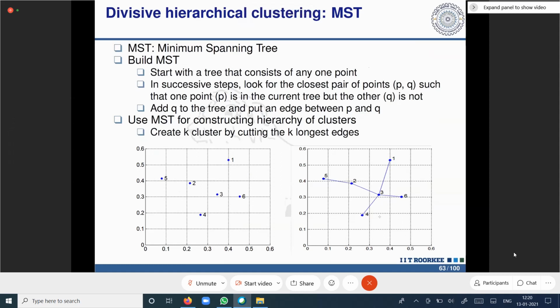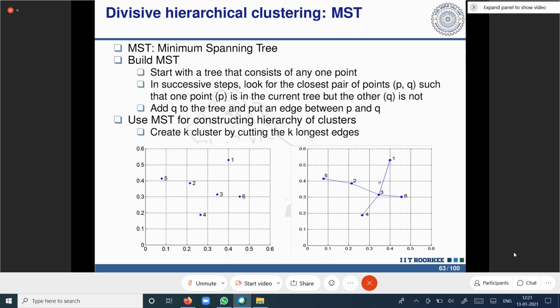The next one is divisive hierarchical clustering, which is generated using MST, the minimum spanning tree. So we build the minimum spanning tree. We start with one point, and in successive steps we look for the closest pair of points such that one point is in the current tree and one is not. So let's say we start with point 5. Of the remaining points, we find which is closest to point 5. Let's say 2 is closest, so we add this edge. Now we have 5 and 2 in the tree. Now we find, of the remaining points, which one is closest to any of these.